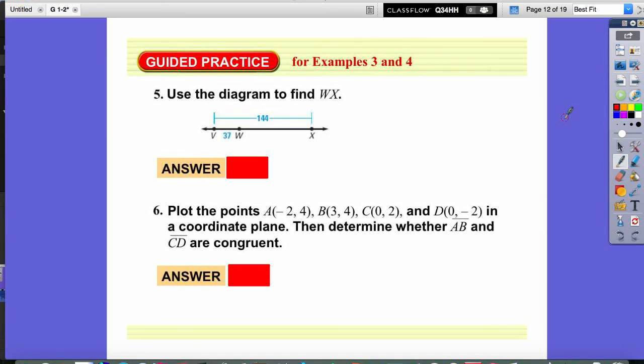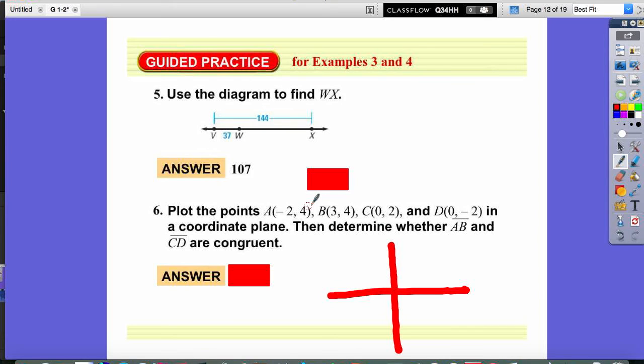And now guided practice. 144 minus 37 is 107. For number 6, plot the points. So the best way to do this is to get a visual representation.